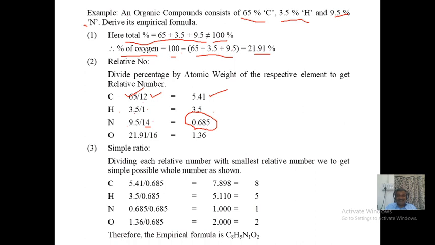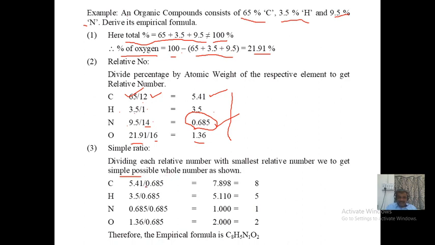Smallest one, I am going to use this one in the next step, that is why I have circled it. Oxygen: you calculated percentage is 21.91, divide by its atomic mass 16, you are getting 1.36. So out of 4 relative numbers, here the smallest is this particular one. Go for simple ratio. Dividing each relative number by the smallest relative number, we get the simple ratio, and then we will convert into simple whole numbers.